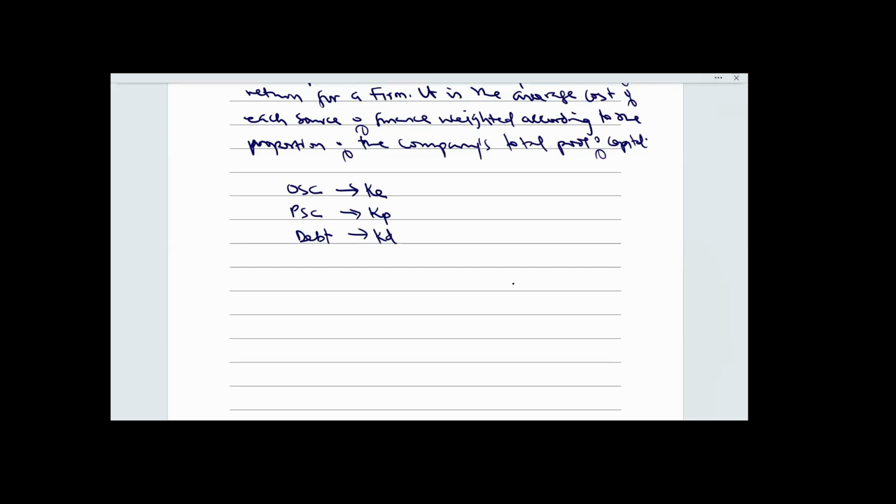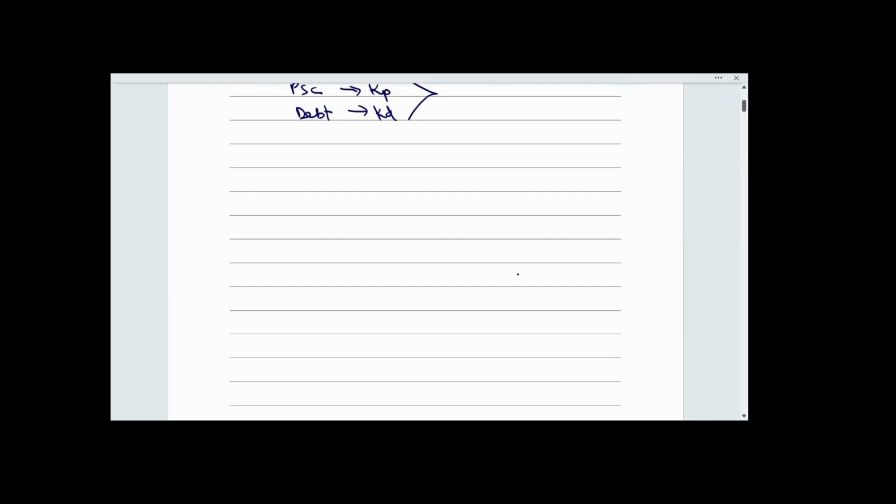So each source of finance in the capital structure has its own underlying cost. So what we are now saying is that when it comes to WACC, the average of the major sources of finance open to that firm, weighted according to the proportion of the company's total pool of capital, is what we call WACC. It's not that you are just going to add together cost of equity plus cost of preference share plus cost of debt divided by 3. No, that is not the average we are talking about. You are expected to weight each cost of capital according to the proportion in the company's total pool of capital.